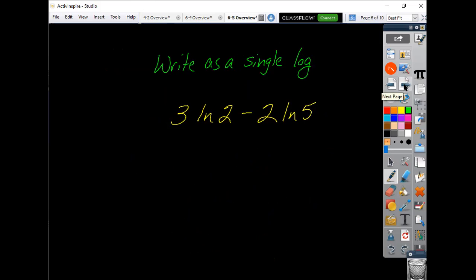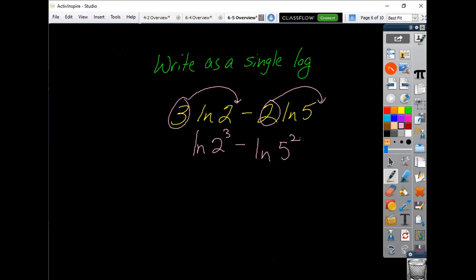All right, putting this one as a single log. It's the same as the last problem, just almost, this one's actually easier, I think, because it's just natural log, but don't let that mess you up. So this is natural log of 2 to the 3rd minus natural log of 5 to the 2nd. Then when you have two logs that are the same base with subtraction, to put them together, it's just a fraction or quotient.